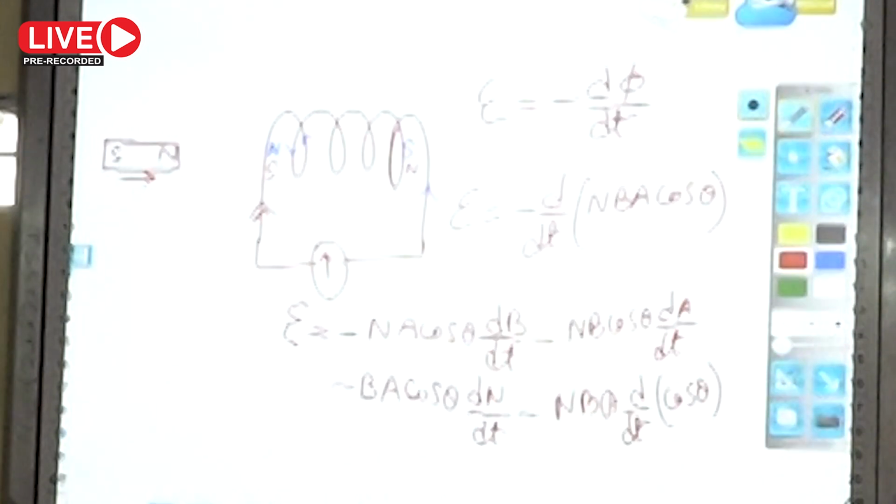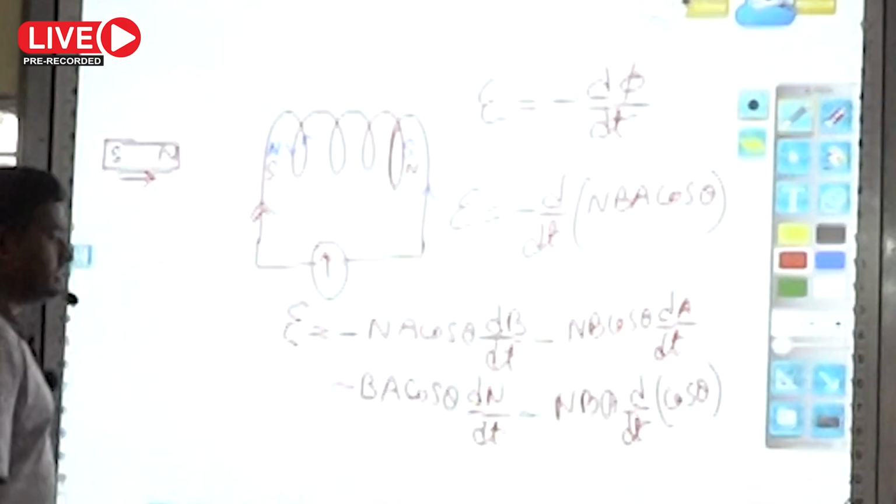So this one is actually each term by using the product rule. Whenever you are doing the derivative with the product rule, when you are taking the derivative of one, the other functions are taken as constant. So first, I take the derivative of B with respect to time, then the other function is constant, that is NA cos theta dB/dt, then plus NB cos theta dA/dt, then I consider BA cos theta dN/dt, plus NBA d/dt of cos theta.